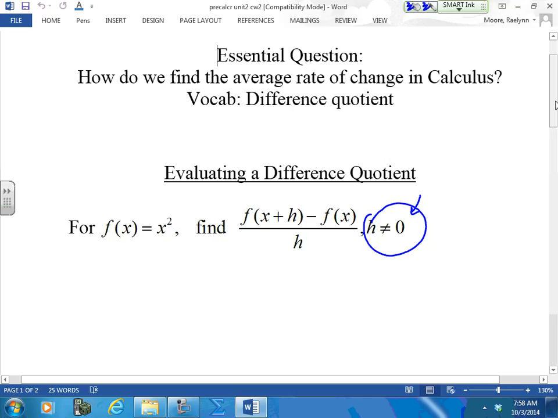Every college algebra course does a difference quotient. Our goal is to eliminate this h from the denominator, because we don't want to have a situation where we approach a zero and can't use this. Our goal is to eliminate that.